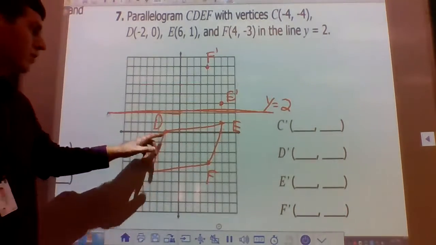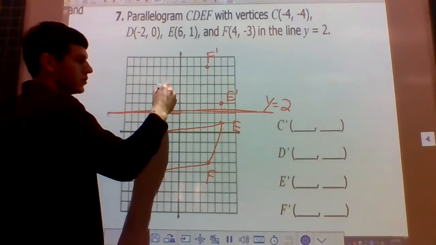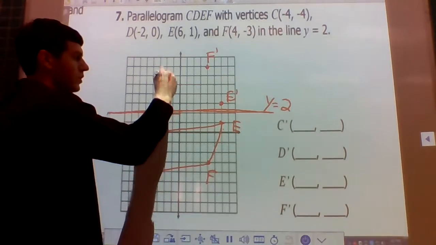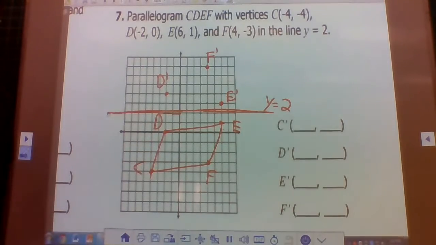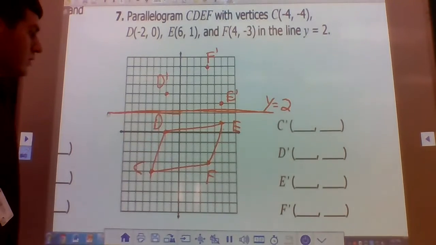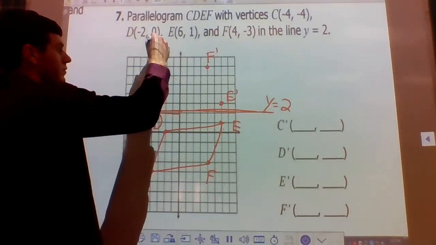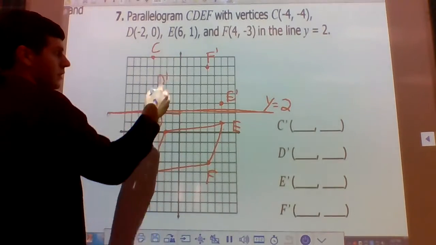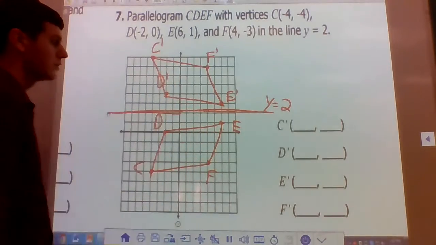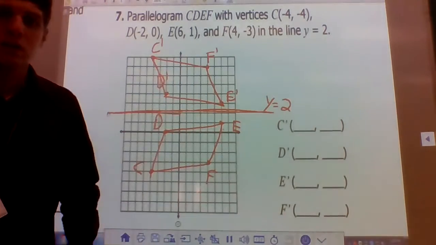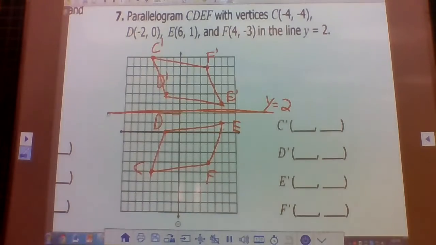Okay, D is 2 below the line of reflection, so we need to go 2 units above the line of reflection for D prime. Then C is 1, 2, 3, 4, 5, 6 units below the line of reflection, so we need to go 6 units above the line of reflection. Okay, and C prime, and then we can connect our points. And as we can see, we are flipping it over the line y equals 2.